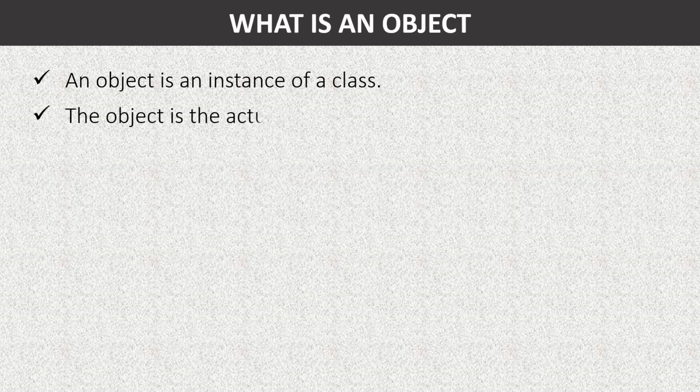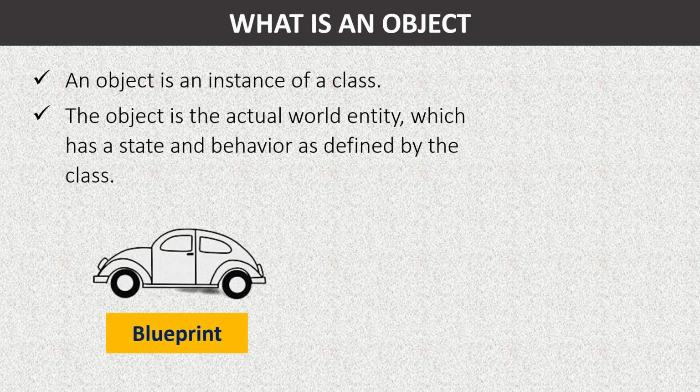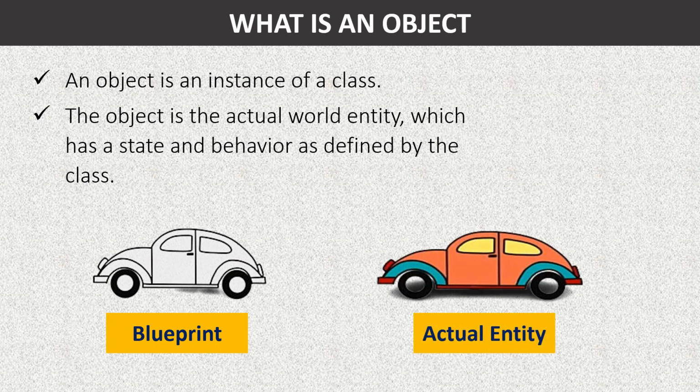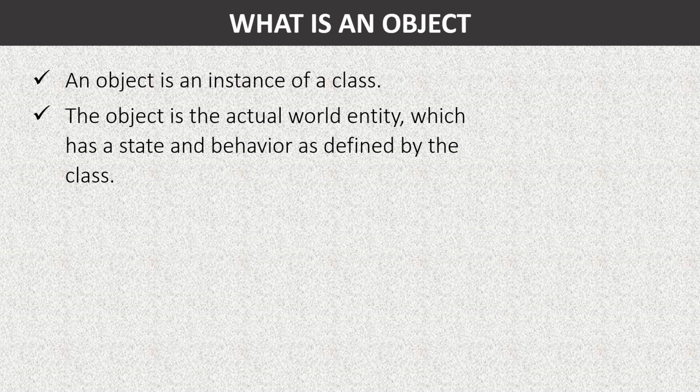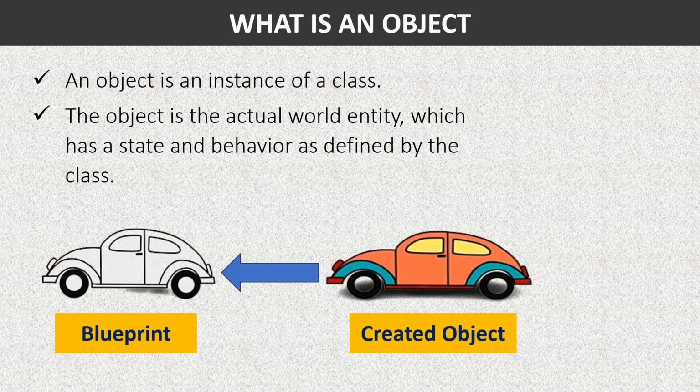An object is an instance of a class. The object is the real-world entity, which has a state and behavior as defined by the class. Imagine you have a blueprint for building a car. This blueprint has details about what the car should look like. But until you actually create a car using that blueprint, no car exists. In programming, an object is like the car created from the blueprint. The blueprint is called a class, and it describes what kind of object you can create. The object is the actual thing you create based on that blueprint.